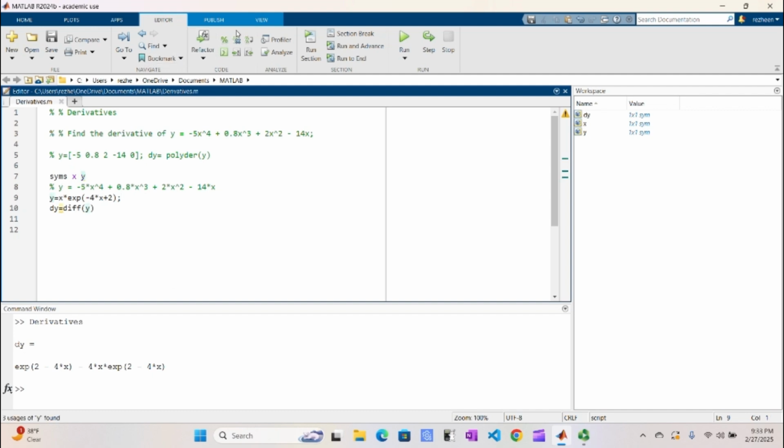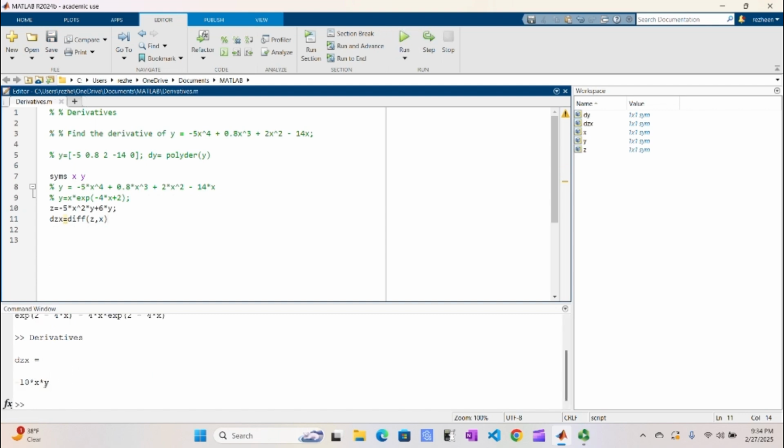And next we can also take partial derivatives. So let's do that. We can say z equals -5 x squared times y plus 6 times y. And we can first do dzx, which would be the derivative of z with respect to x, and this would be diff(z, x). And let's see what we get.